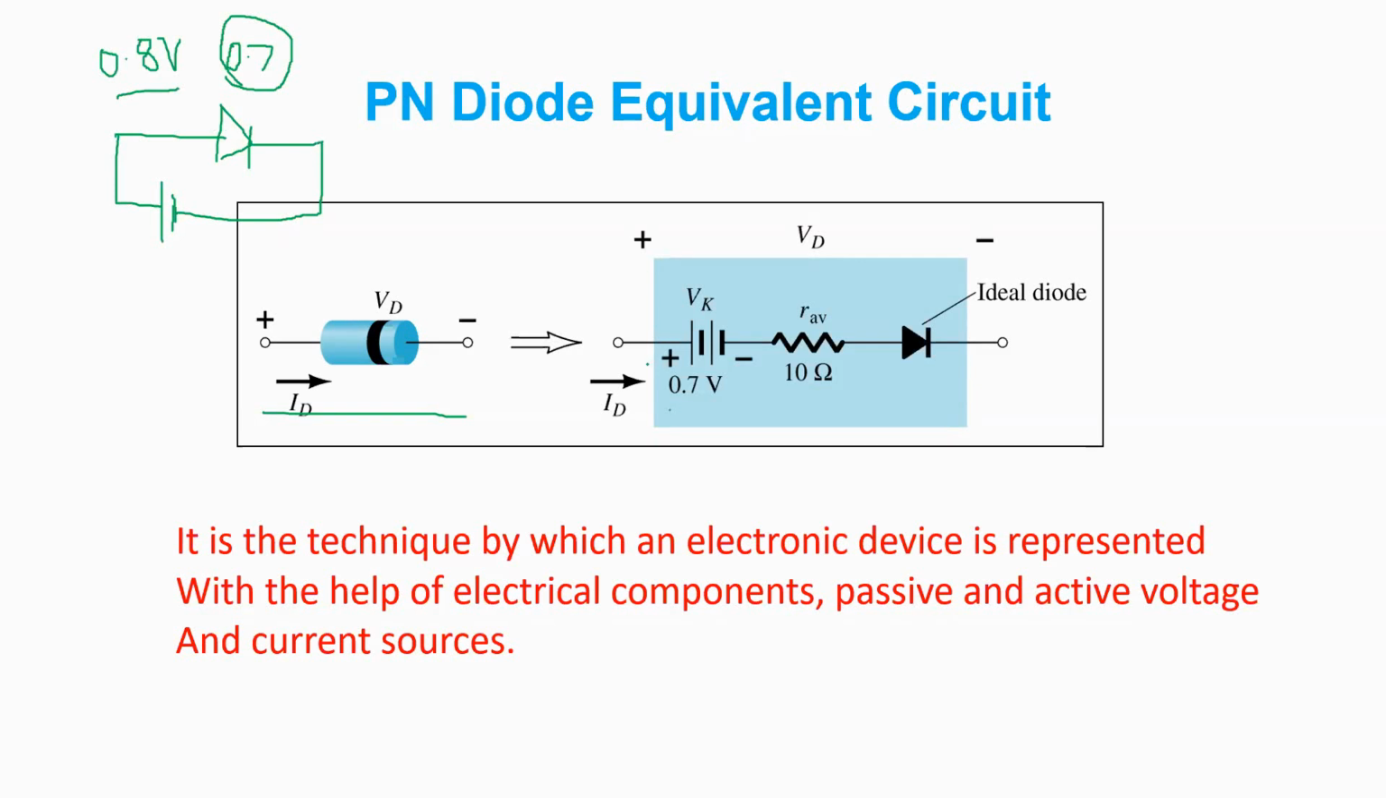So this 0.7 volt is replaced by a fictitious voltage source. That means your diode has some fictitious voltage source. To get this particular diode conducting, we have to apply a voltage source which is greater than this.